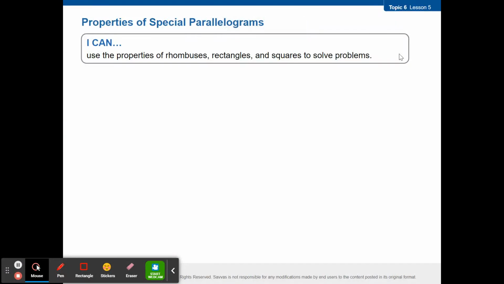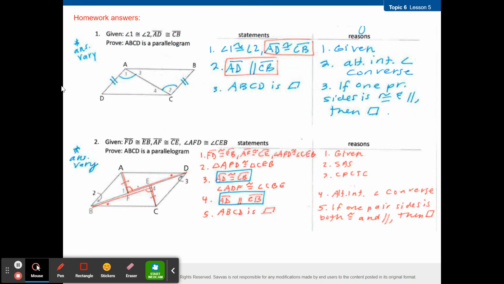So let's take a look at these proofs first. Look at number one. You're given that angle one and angle two are congruent. You're also given that AD and BC are congruent. Those are what's given to you. Now, if one and two are congruent, you know that AD and BC end up being parallel by the converse of the alternate interior angles theorem. That's one way of doing this.